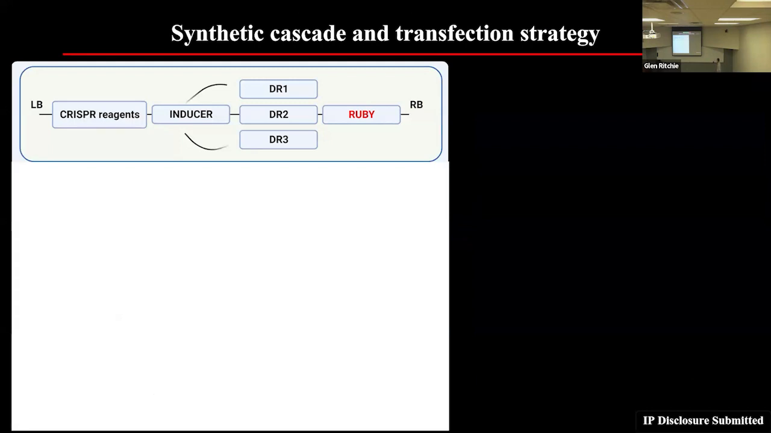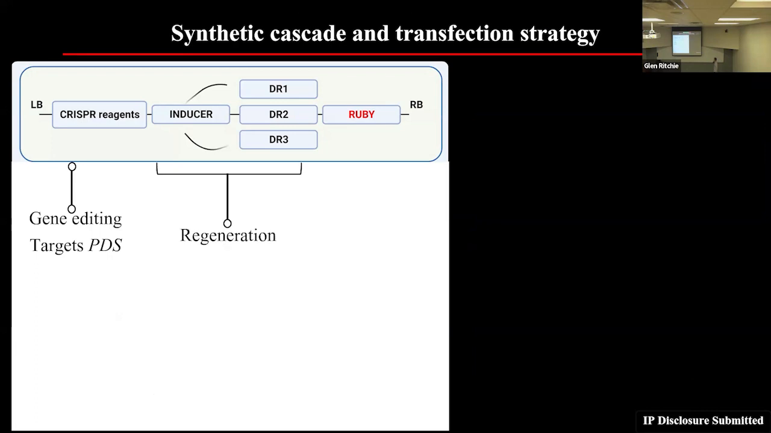So again, this is my construct. It has different parts. In gene editing, the CRISPR reagent will target a gene called PDS. PDS is a phytoene desaturase gene, and it is involved in the photosynthetic pathway. If we knock that gene out, the plant looks completely white. Biallelic mutation of this gene will look like an albino phenotype. Similarly, I have the inducer and DRs for regeneration, and I also have a visible reporter, the Ruby gene.